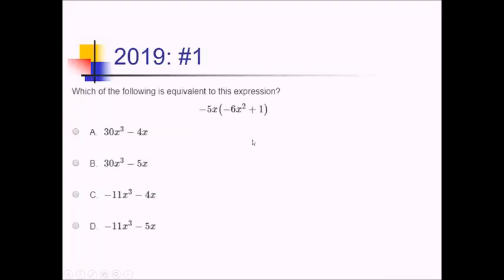For this problem, we're asked which expression is equivalent to this one. All we have to do here is use the distributive property. So negative 5x has to get multiplied by the negative 6x squared and the positive 1. So negative 5x times negative 6x squared: negative 5 times negative 6 is 30. X times x squared is x cubed, so that's 30x cubed. And then negative 5x times 1 is just negative 5x. So looking carefully at our answer choices, that would be choice B.